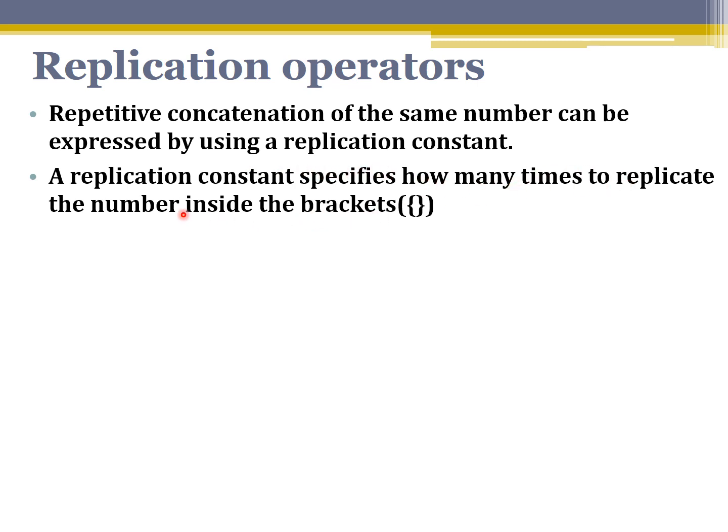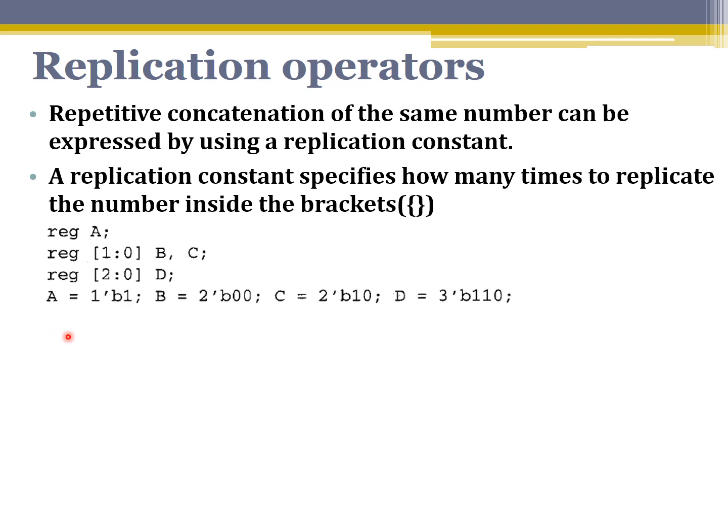Let's take an example. We have declared register variables A, B, C and D, which are a single bit, 2-bit and a 3-bit vectors, and we have assigned some values to them also. Now when we write Y is equal to 4 curly braces A, these 2 curly braces indicate it is a replication operator. 4 of A means you have to take A. What is the value of A here? 1. A should be replicated 4 times. So 1 replicated 4 times means you'll get 1 1 1 1. So the result is 4-bit binary 1 1 1 1.